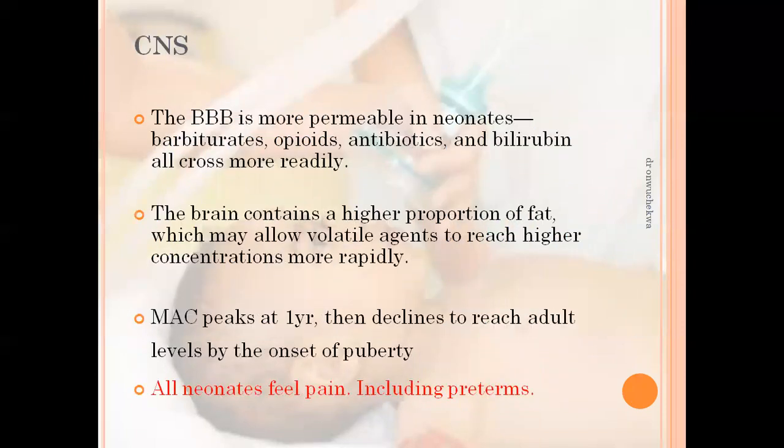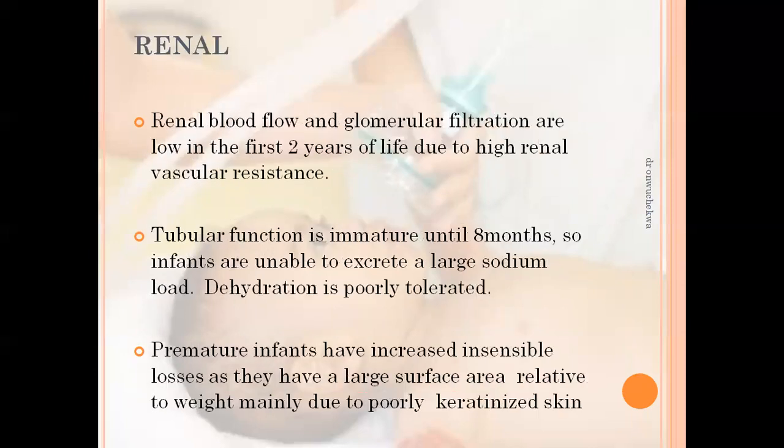So for the CNS, the blood-brain barrier is more permeable in neonates. Barbiturates, opioids, antibiotics, and bilirubin all cross more rapidly. The brain contains a higher proportion of fat, which may allow volatile agents to reach higher concentrations more rapidly. So the MAC peaks at about a year, then declines to reach adult levels by the onset of puberty. All neonates feel pain, including preterm, which is very pertinent to note.